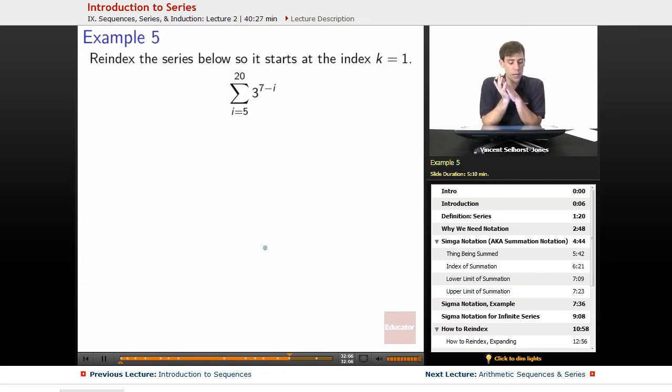Fifth example, reindex the series below so it starts at the index k equals 1. So we're looking to swap the index i equals 5 out for k equals 1, but have the exact same value come out of the series, right?